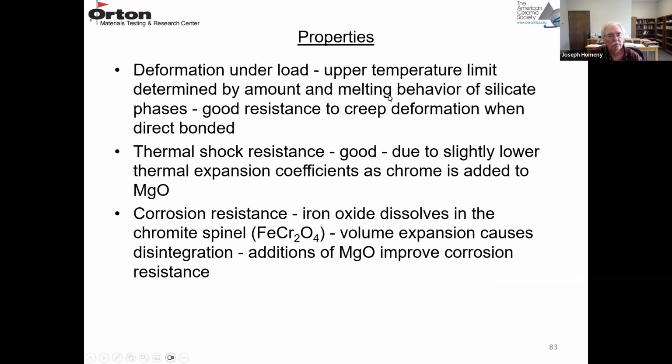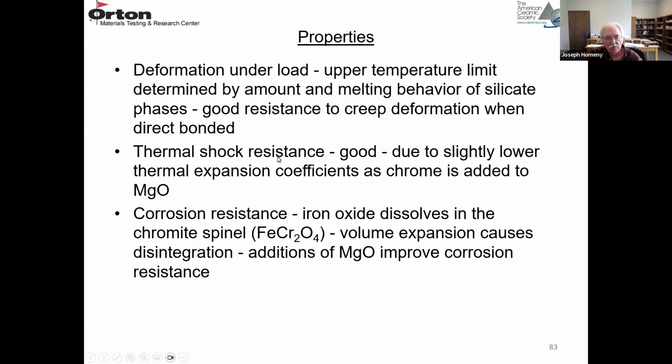So for properties, the deformation under load or creep resistance is really going to be determined by how many impurities you have, especially the silicate phases. So if it's conventionally formed or fired, it's going to have a lot more impurities present. These low temperature silicates are going to decrease the creep resistance. But if you have a direct bonded material, you're going to have good creep resistance and good high temperature strength.